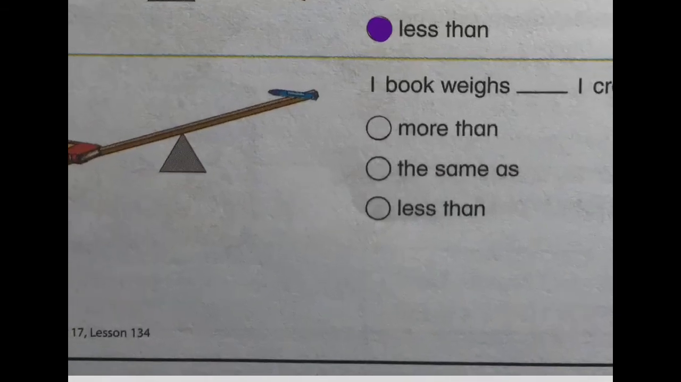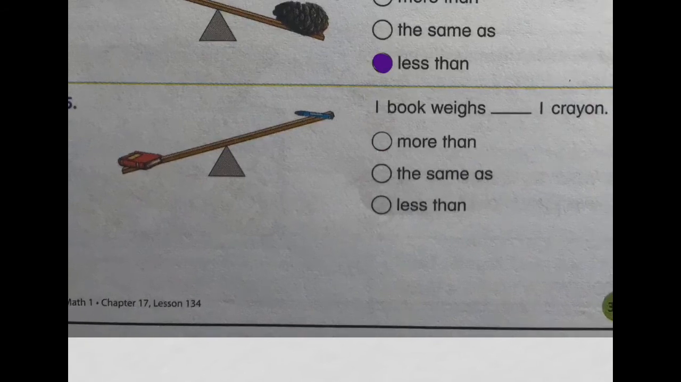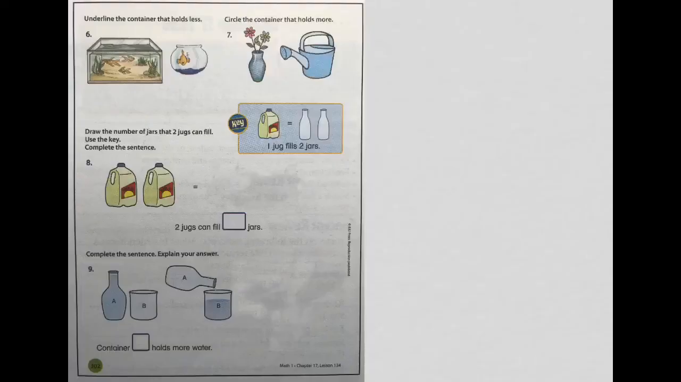Look at number 5. We have a red book at the bottom, and we have a blue crayon that's up. Okay, so the book is down, the crayon is up. It says 1 book weighs more than, the same as, or less than 1 crayon. If you said more than, you are right. The book does weigh more than the crayon because that's why it is down and the crayon is up. Good.